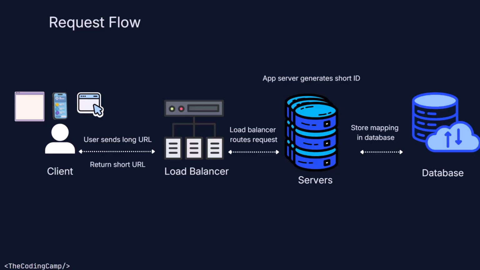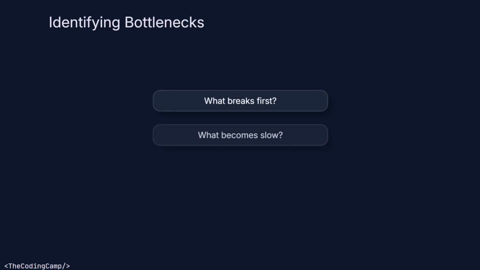The next step is identifying obvious bottlenecks. Once baseline architecture exists, immediately analyze weaknesses. Ask yourself, what breaks first? What becomes slow? What cannot scale? For example, single database, which results in limited write throughput and single point of failure, or no cache, which results in repeated expensive database reads.